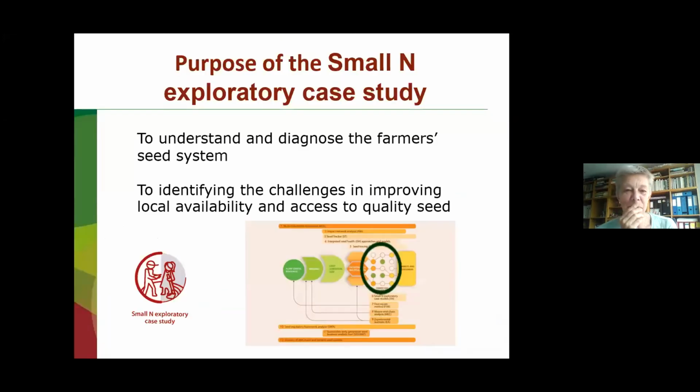The purpose of the small and exploratory case study is to understand and diagnose farmer seed systems. And farmer seed systems are a part of the value chain in this figure that you have seen before below in the slide. And the farmer seed system sits where the circle is indicated. It describes this part of the seed value chain in order to identify the challenges in improving the local availability and access to quality seed.